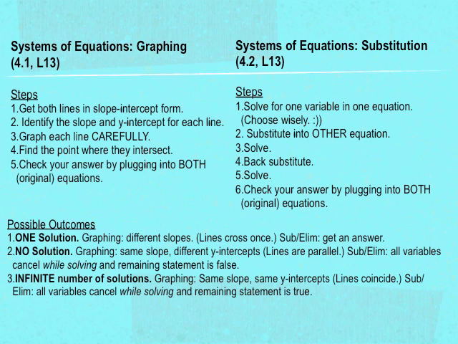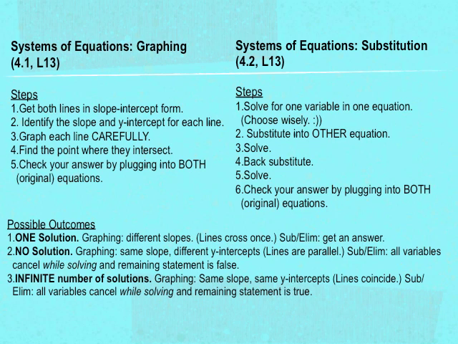The things that could happen: if you have one solution, when you're graphing it, your lines are going to have different slopes, so the lines will only cross once. That'll be easy. If you're doing substitution or elimination, you're just going to get an answer. Again, elimination is what we'll cover next time. If there's no solution, for graphing, you have the same slope but different y-intercepts. That means the lines are parallel. If you're doing substitution or elimination, all variables will cancel while you're solving, and the remaining statement will be false.